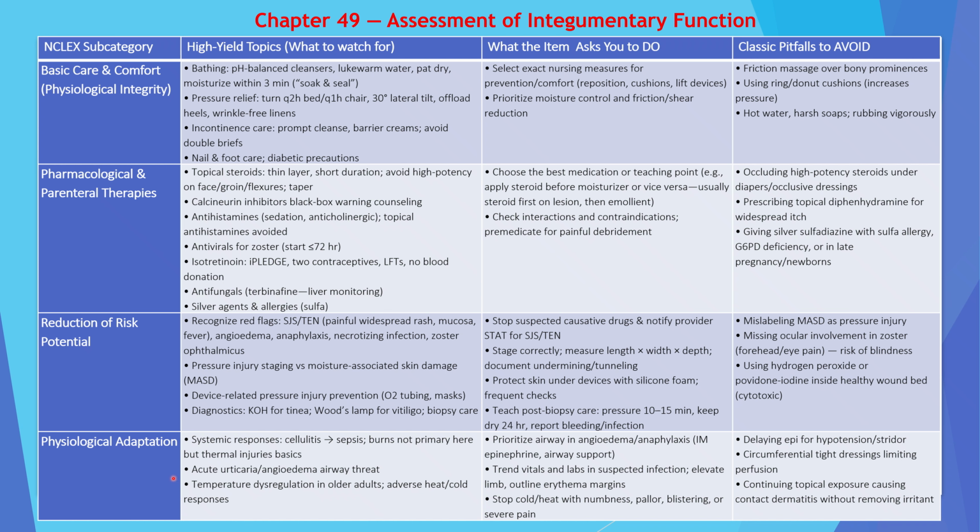Acute urticaria, angioedema, airway threat, temperature dysregulation in older adults, adverse heat and cold response. So always prioritize airway, trend vitals and labs for infection. Stop cold or heat with numbness, pallor, blistering, or severe pain.